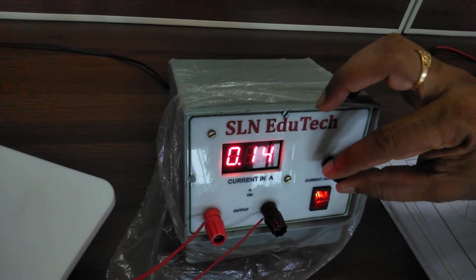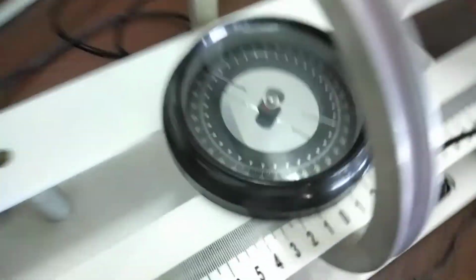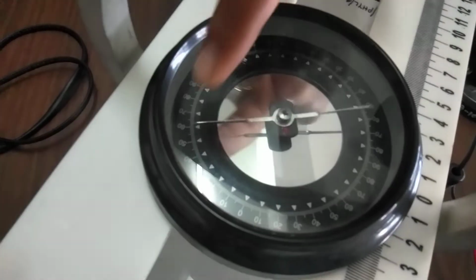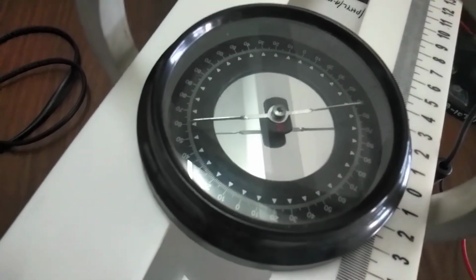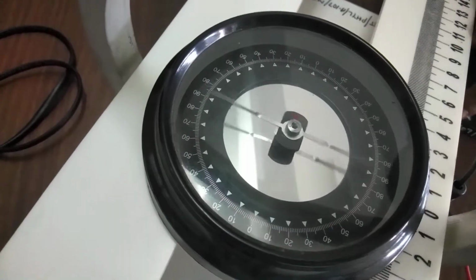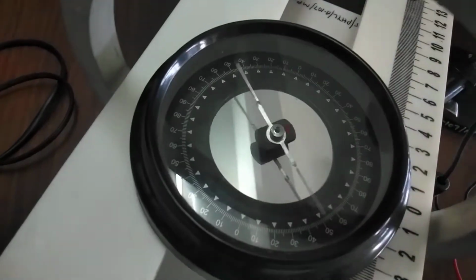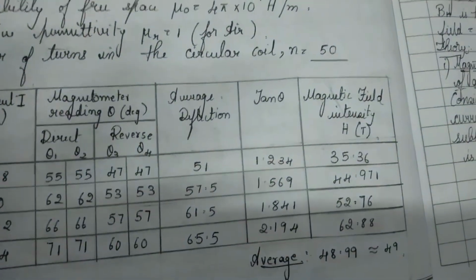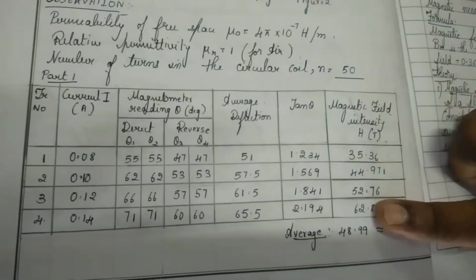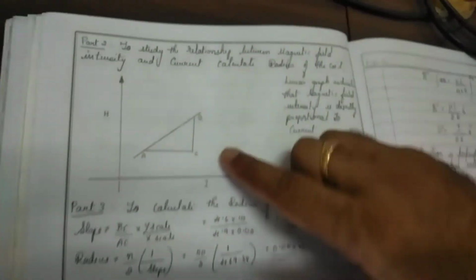Next you go for 0.14, and you can see the deflections here. Record these deflections, theta 1, theta 2. Rotate the commutator like this, and record theta 3 and theta 4. These 4 values you can write here, and you can calculate the values of magnetic field intensity. Once you calculate the magnetic field intensity, next let us plot the graph.